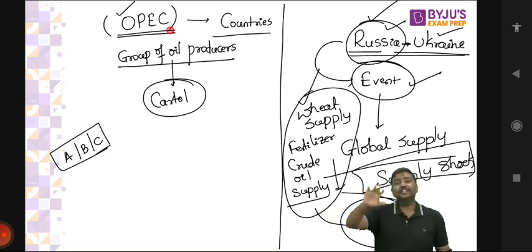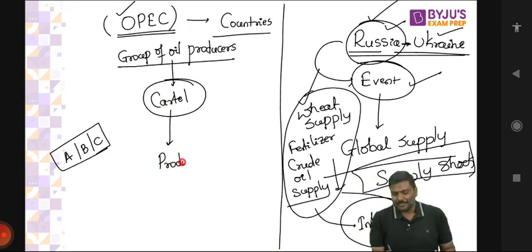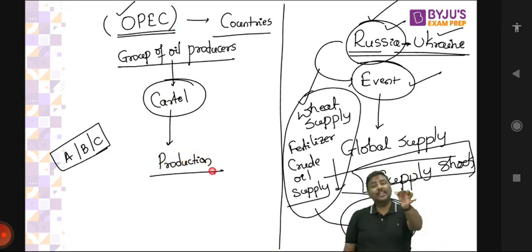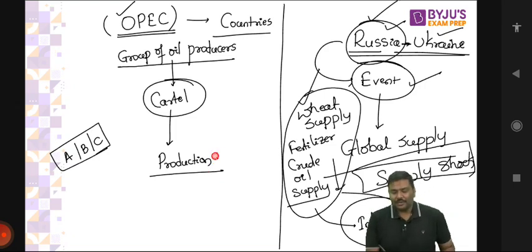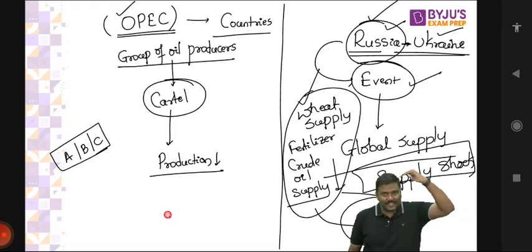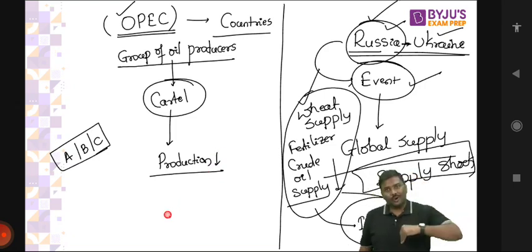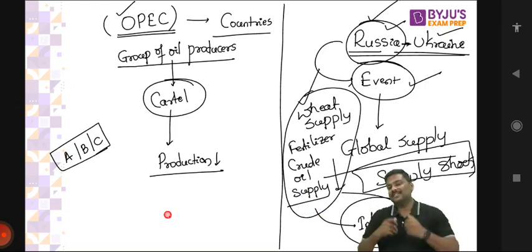Now let's say tomorrow OPEC will have a meeting and they will decide we will reduce production. If they reduce production, what do you think will happen to supply? Supply of this commodity in the market will go down. If the supply goes down, and demand is already very high, what will happen to prices? The prices automatically will start increasing.